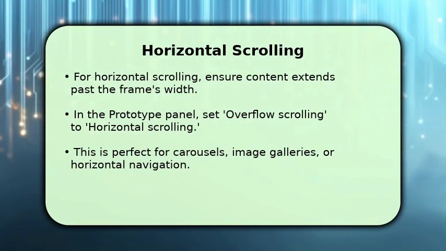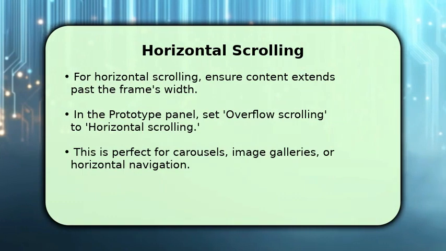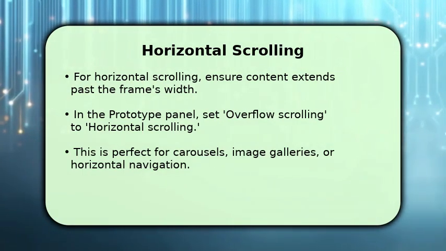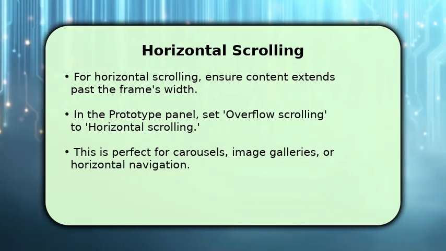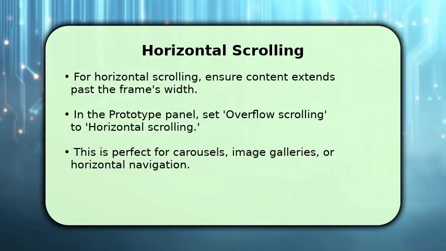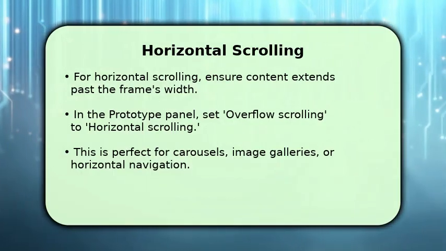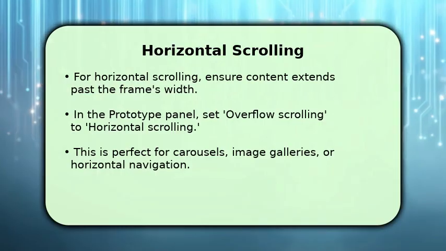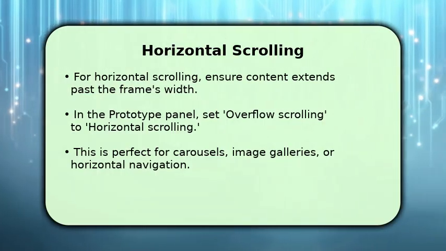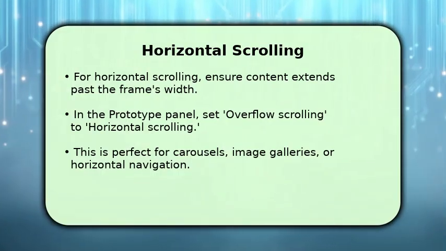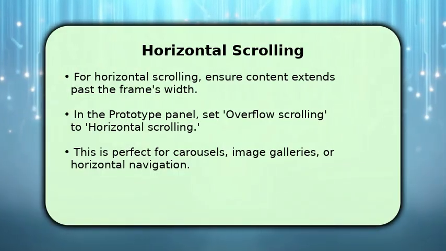Creating horizontal scrolling follows a similar process. First, ensure your content extends beyond the frame's width. Then, with the frame selected, go to the Prototype panel and choose Horizontal Scrolling from the Overflow Scrolling options. This feature is incredibly useful for designing elements like image carousels or product sliders. Don't forget to set your frame's width to define how much content is visible at one time.